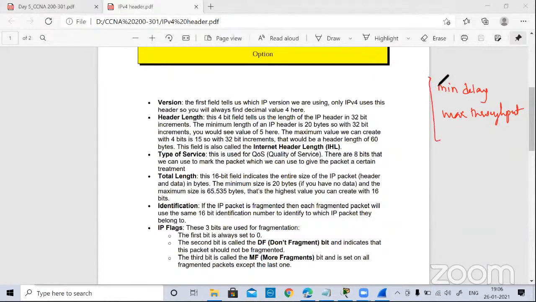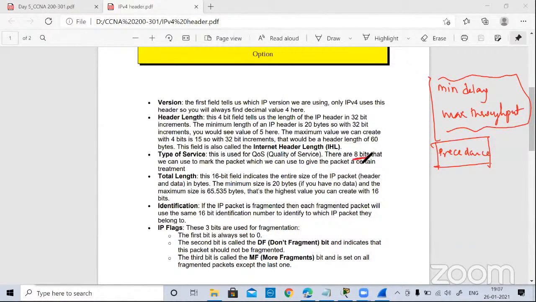So these are the parameters through which we decide the quality of service. Also, there is something known as precedence. Precedence will help you set the priority, that is, which packet has to be forwarded first, or which packet needs to be sent urgently. So type of service is basically 8 bits allocated for that.